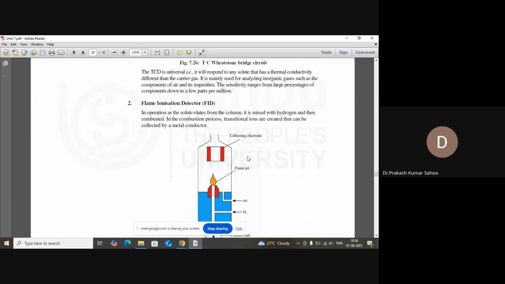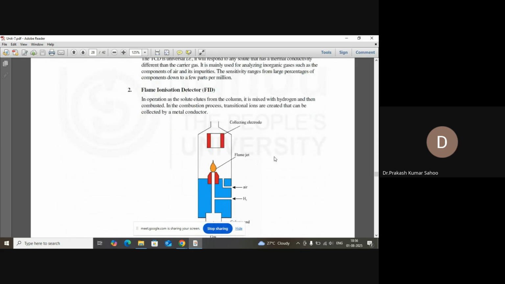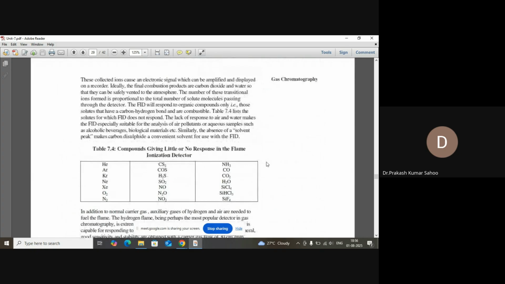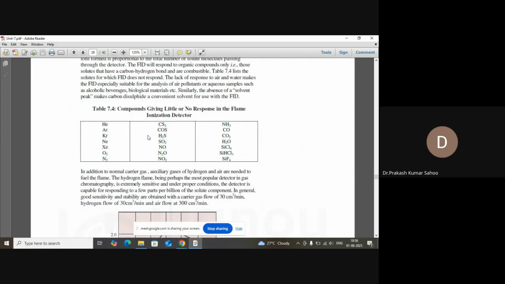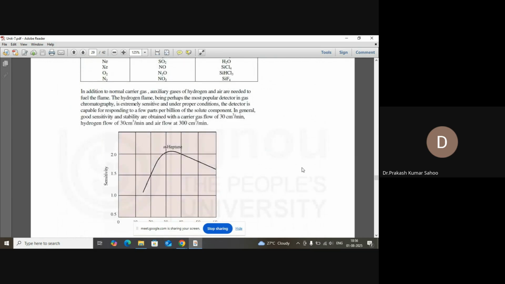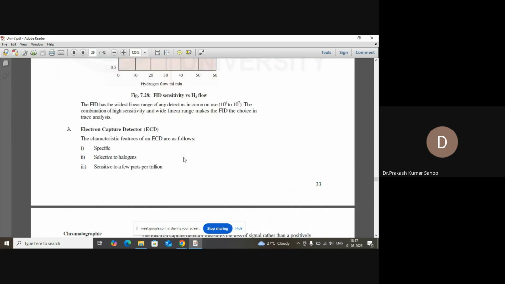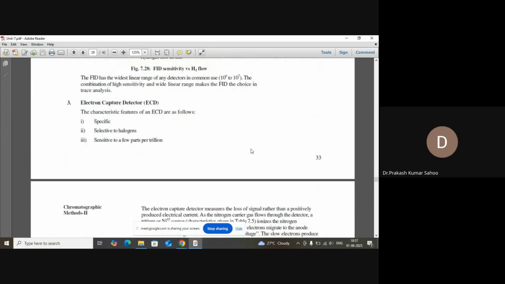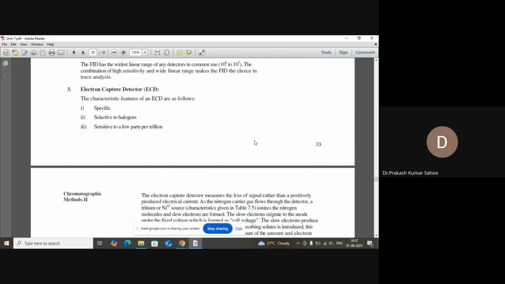And in flame ionization, a flame is used to ionize the sample, and accordingly the detector detects the different components. There are some gases which give little or no response in FID. So these gases do not respond to the FID detector. Then we have the ECD, electron capture detector. This should be specific, selective to halogens, and sensitive to a few parts per billion.